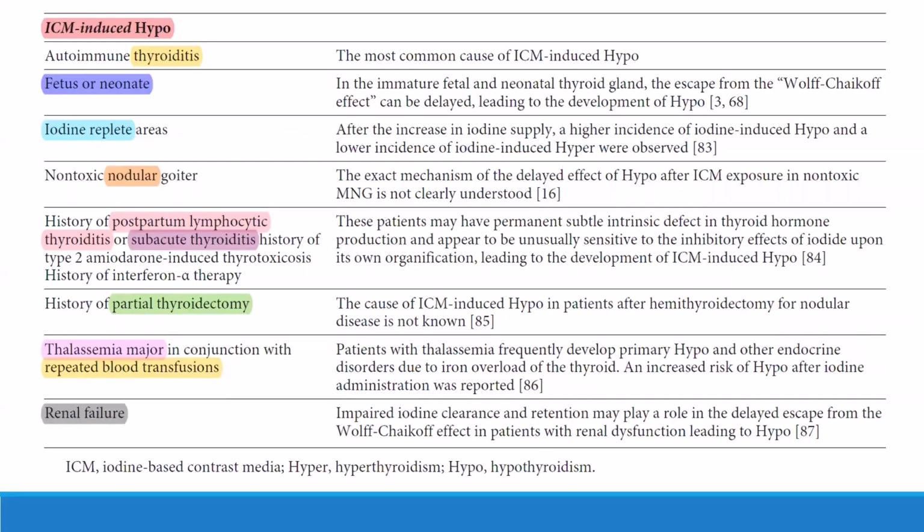What about ICM-induced hypothyroidism? Who is at risk of developing hypothyroidism? Any patient with a previous history of autoimmune thyroiditis. Fetus or neonate increases the risk of hypothyroidism. Iodine replete area. Non-toxic nodular goiter, the same as subclinical hyperthyroidism. History of postpartum lymphocytic thyroiditis. History of partial thyroidectomy. Thalassemia major in conjunction with repeated blood transfusion, and a patient with renal failure. Those patients have an increased risk of hypothyroidism after iodine contrast media.